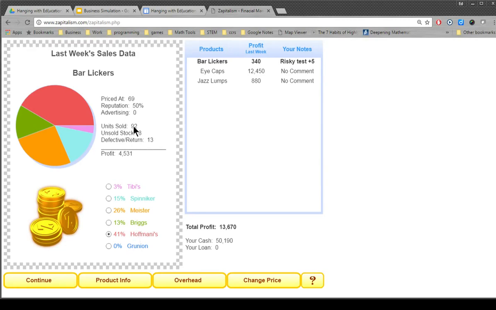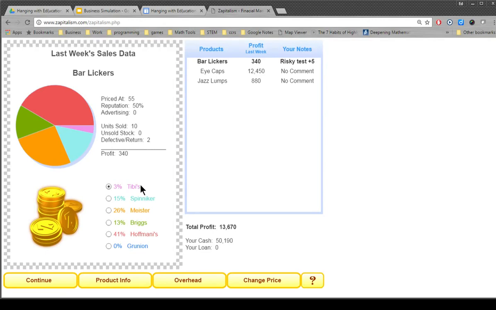He sold 92 units and only had 8 left. He had 8 defective returns. I had 10 units sold. I sold out. So it wasn't so much that he outsold me. I probably sold out before he did. But I just didn't have enough stock to keep up with all the sales he was going to do. He invested in it more.